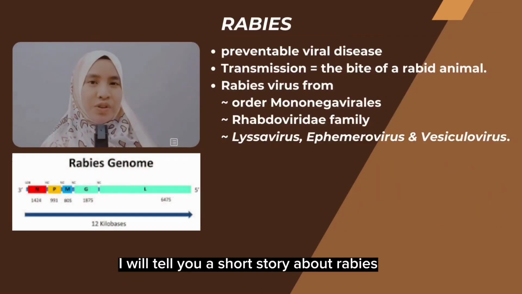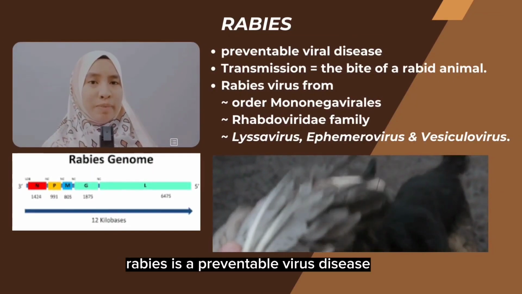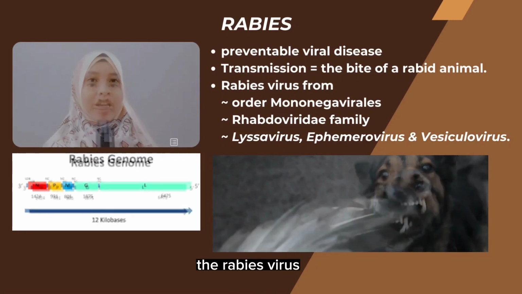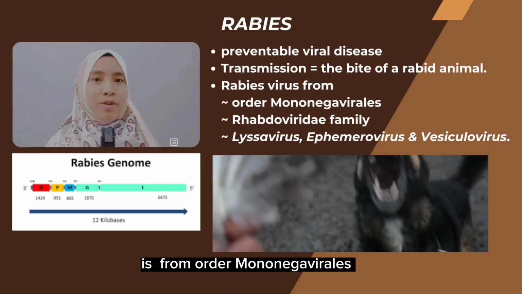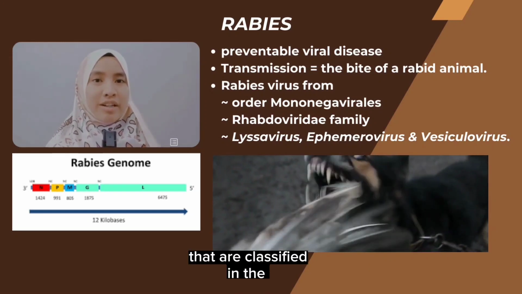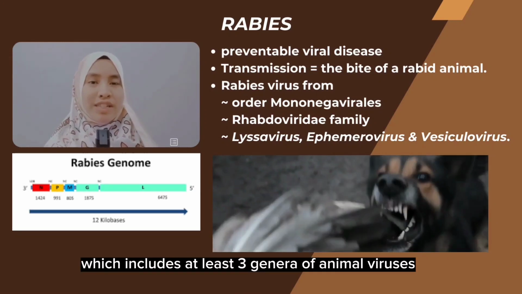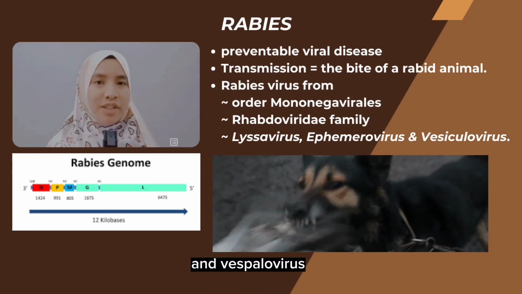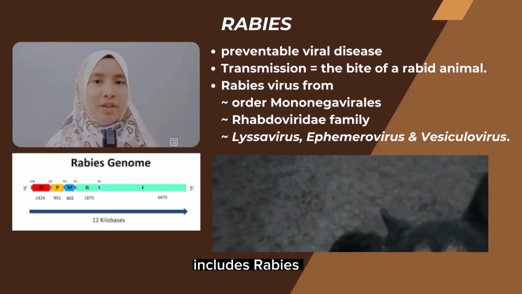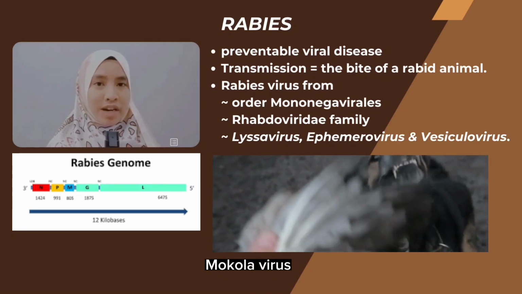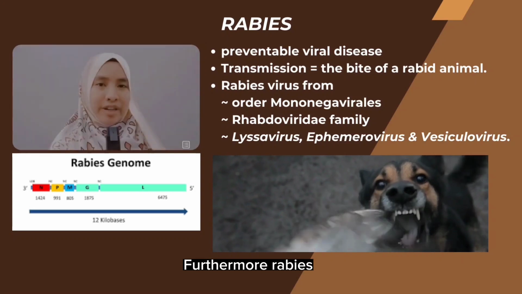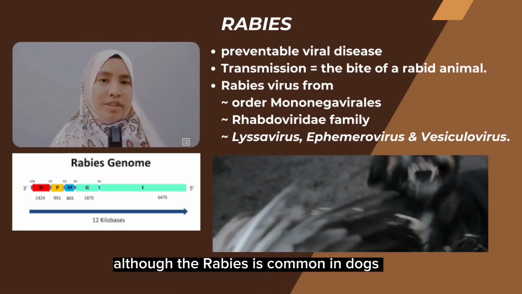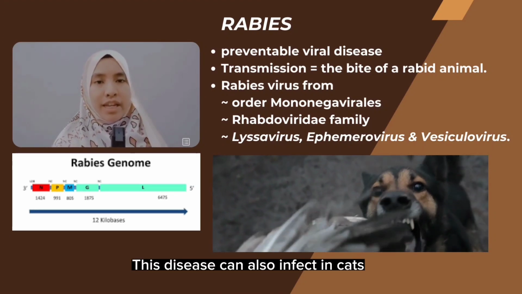So I will tell you a short story about rabies. Rabies is a preventable viral disease that is most often transmitted through the bite of rabid animals. The rabies virus has a distinct bullet shape, different from other viruses that are classified in the Rhabdoviridae family, which includes at least three genera of animal viruses: lyssavirus, ephemerovirus, and vesiculovirus. The genus lyssavirus includes rabies virus, Lagos bat virus, Mokola virus, and Australian bat lyssavirus. Furthermore, rabies affects only mammals, which are warm-blooded animals with fur. Although rabies is common in dogs, this disease can also infect cats.